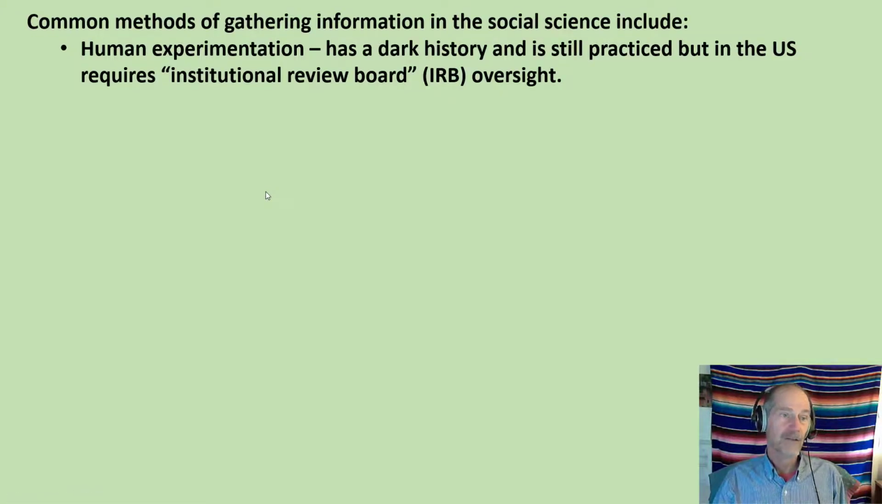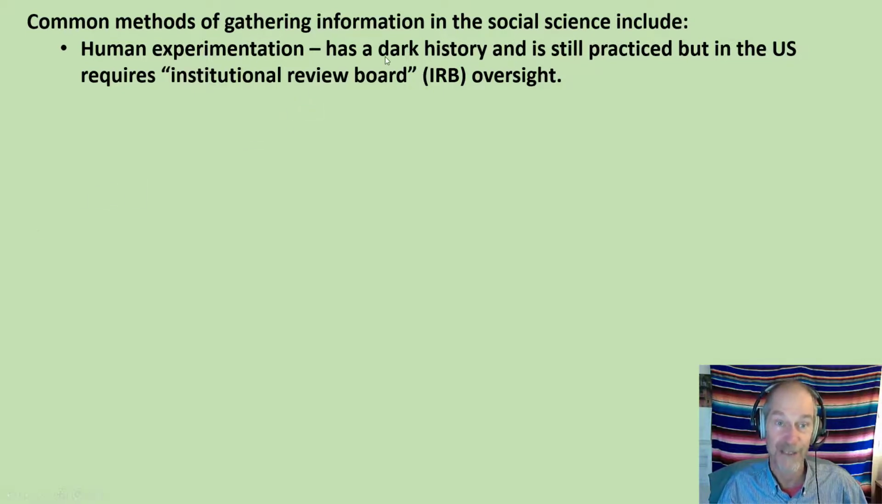Okay, so some common methods. It's a methods class, so let's talk about some other methods. Common methods of gathering information in the social sciences include human experimentation. Well, I mean, yeah, you'd kind of like to experiment on humans to find out how they work. That would work, except if you did something bad, which you could do.